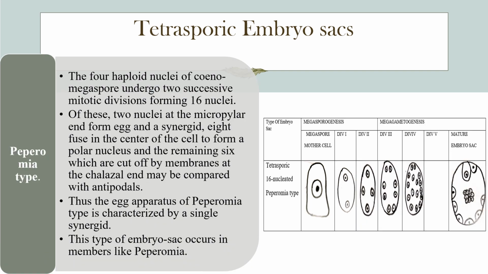Now the next one is Peperomia type. The 4 haploid nuclei of the coenomegaspore undergo 2 successive mitotic divisions, forming 16 nuclei. Of these, 2 nuclei at the micropylar end form the egg and synergid, 8 fuse in the center to form a polar nucleus, and the remaining 6, which are cut off by membranes at the chalazal end, may be compared with antipodals. Thus, the egg apparatus of Peperomia type is characterized by a single synergid. This type of embryo sac occurs in members like Peperomia.